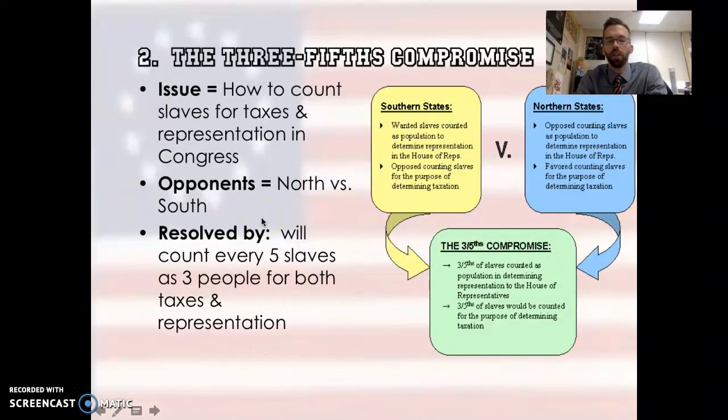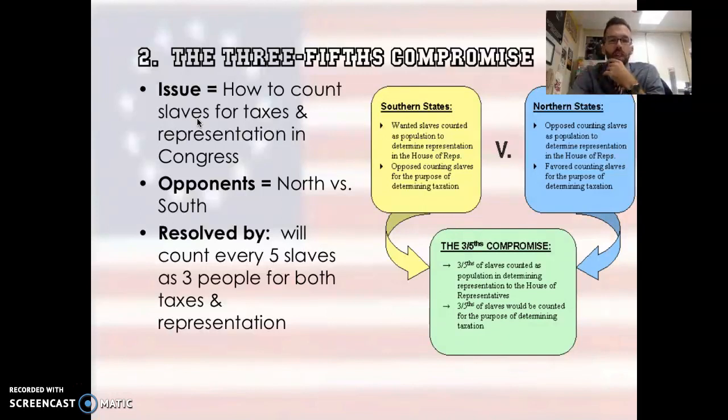Other issues, slavery. We're going to have the Civil War in about 80 years from this time period. And the other issue is how are we going to tax and count slaves for state representation? Now, if you're in the North, you're saying they count for nothing. They can't vote. We're not counting them for representation because Northerners don't have slavery for the most part.